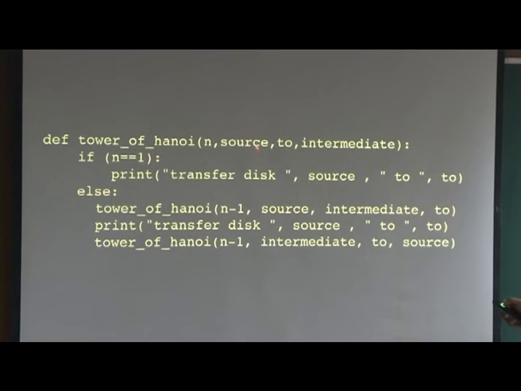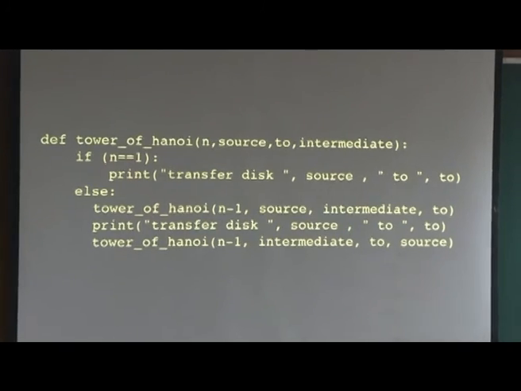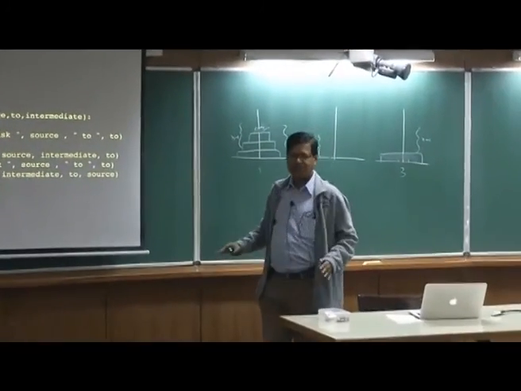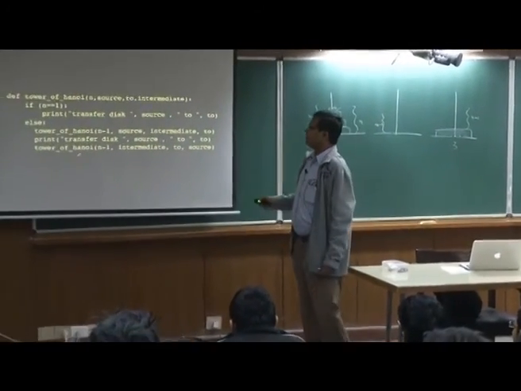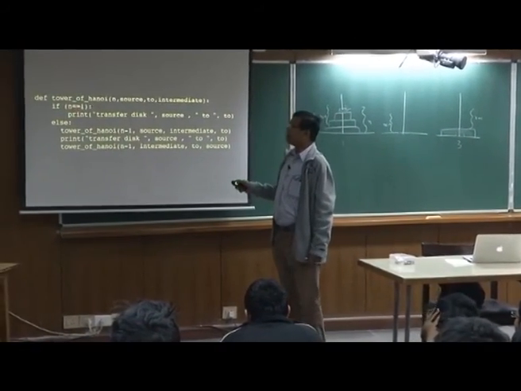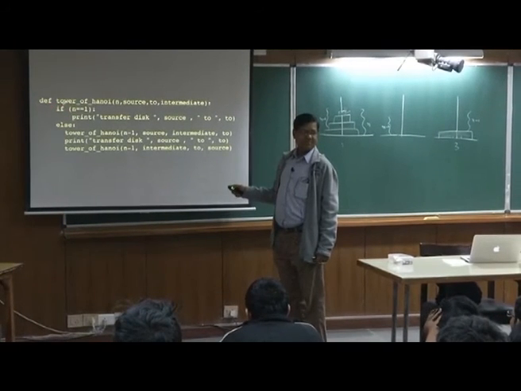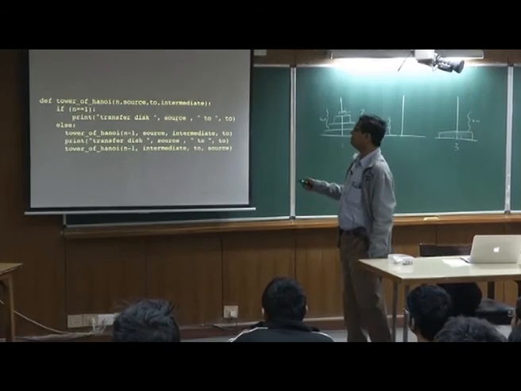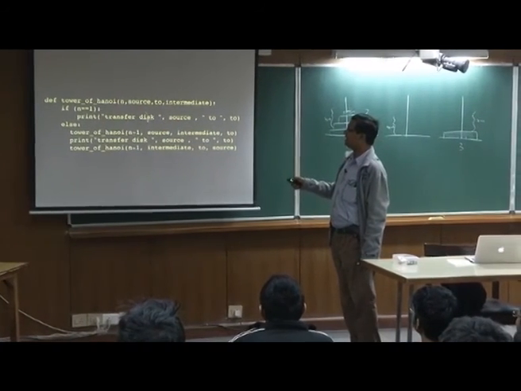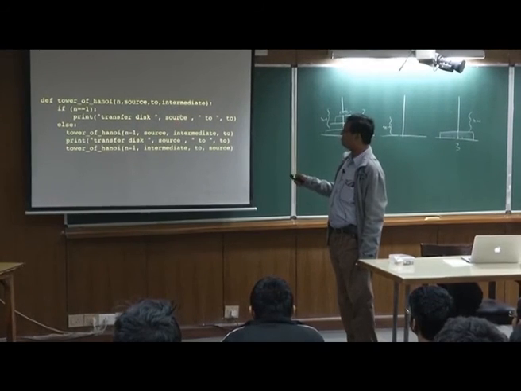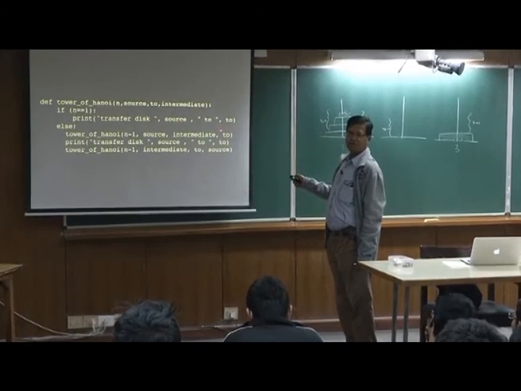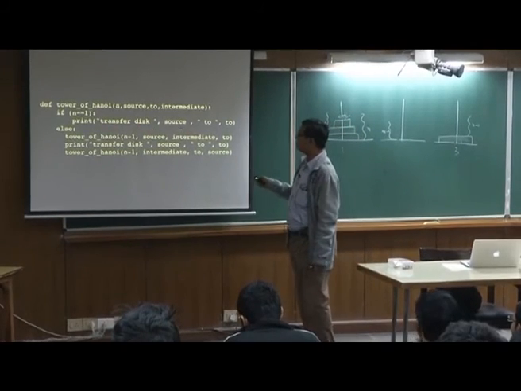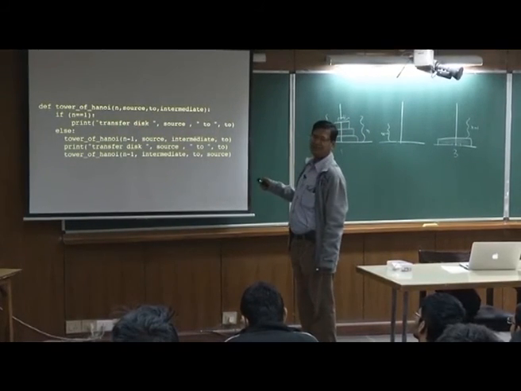So source is a starting peg. 2, for example, will be here, and intermediate. So we have this as intermediate. If I don't have intermediate, I can't solve this problem. So what I say is, if n equal to 1, if there is only one disk, it's like factorial. If n equal to 1, you say your answer is 1. If n equal to 1, then you just say from source, I have to print transfer disk source to 2. So these are strings.